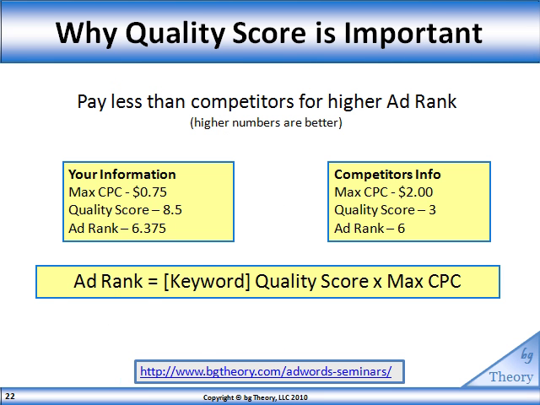The reason quality score is so important is you can pay less than someone else for a higher ad rank. In this example, if your quality score is 8.5 and your max CPC is 75 cents, this ad would actually show up higher in the search results than this competitor who's bidding $2 because their quality score is so much lower. So quality score is essential.